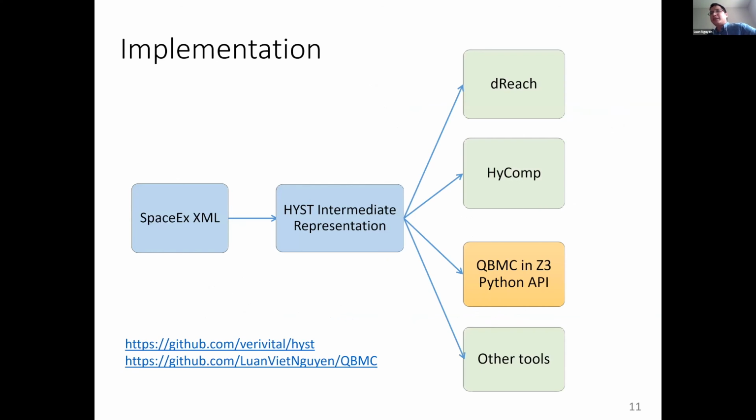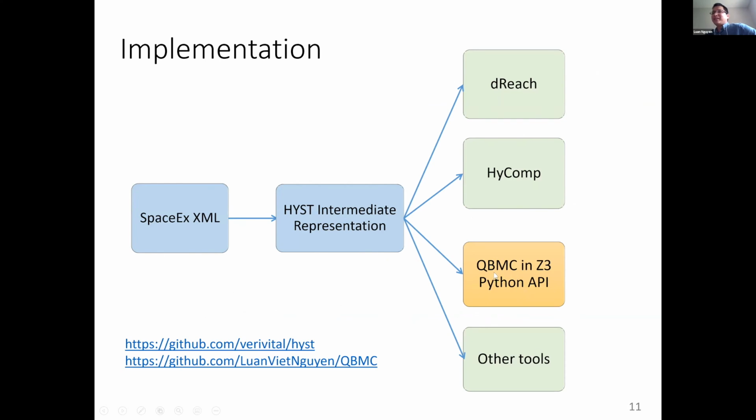So for the implementation, we implement it into the HIS, and with the current initial input, we show the hybrid system in the state format. The benefit of using HIS is that we can have some common environment that produces the intermediate representation, and we can convert the same problem using different tools. It's very convenient for us to perform the comparison between the different tools, right?